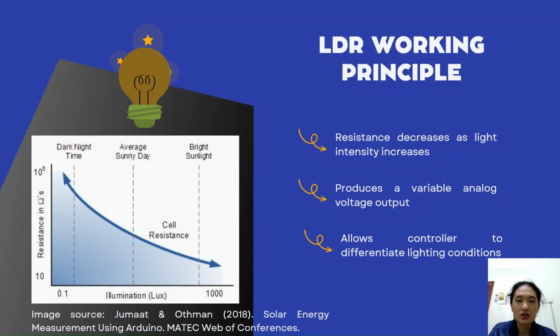This graph shows the relationship between the illumination and resistance of the LDR. As light intensity increases, resistance decreases, showing that the LDR is sensitive to light changes.